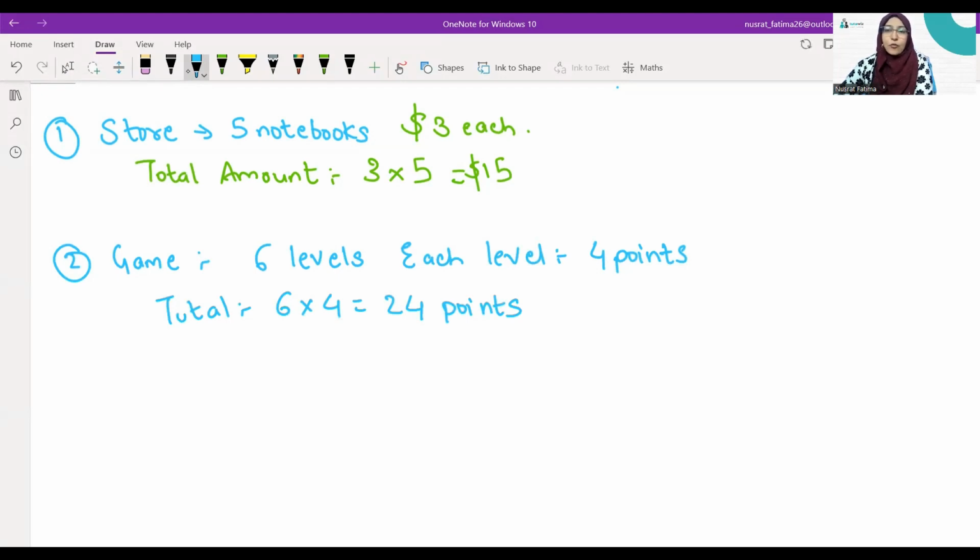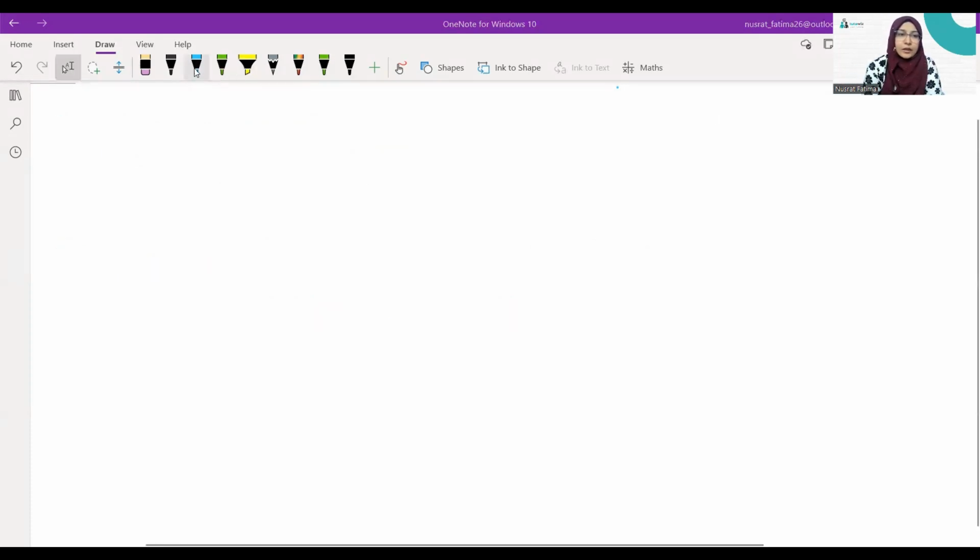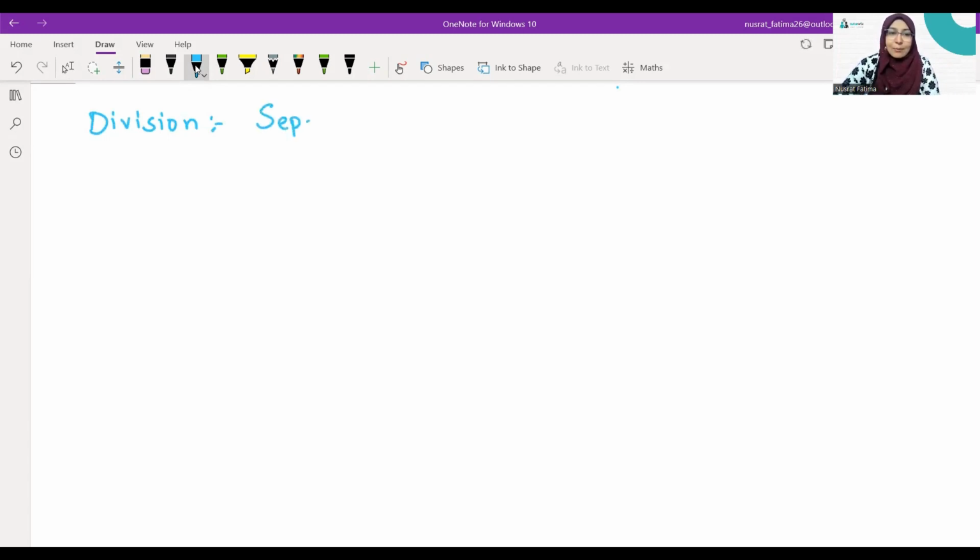Again, let me remind you, for multiplication, you need to be very good at your multiplication tables. Now there is one more operation which is completely opposite of multiplication. We call it division. So what does division allow you to do, or what happens when we divide numbers? Division actually allows us to separate. Like in multiplication we are adding, in division we are separating.